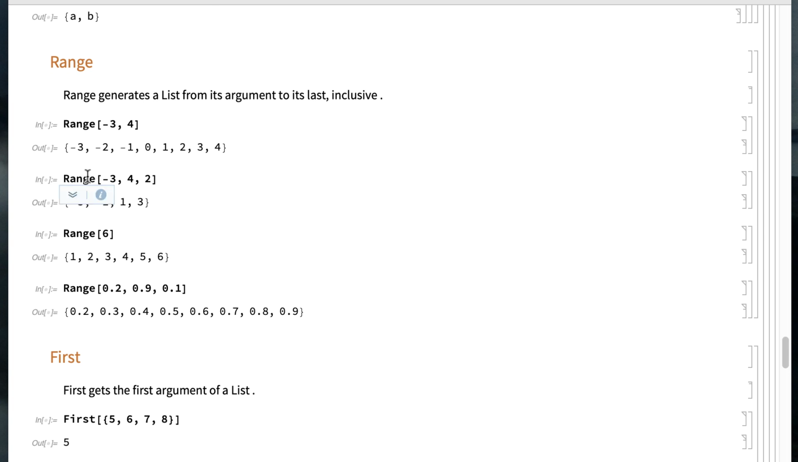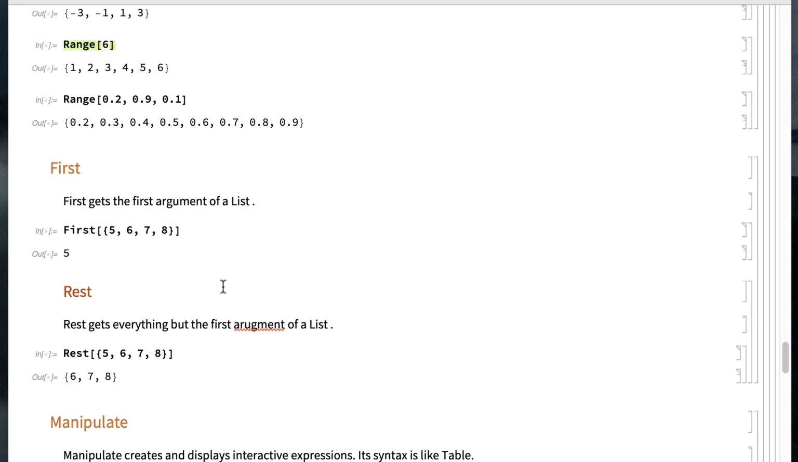Range. Range is a simple way of generating a list. I don't have to use Table if it's something really simple. It just says, look, go from -3 to 4. Go from -3 to 4 by 2. If I leave out the first argument, it assumes it's 1. This says go from 1 to 6. You can use it with decimals. So that's Range.